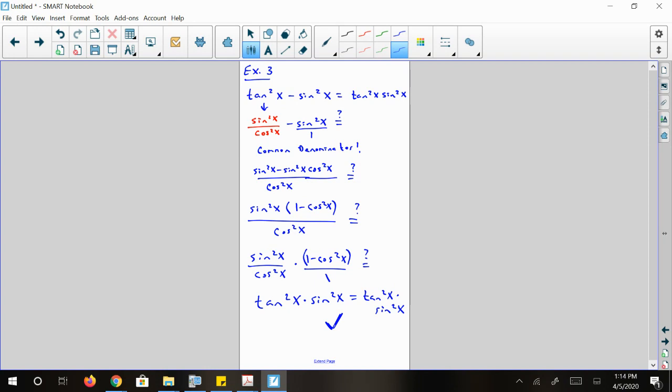So if we think about what we did here, first we replaced the tangent with sine over cosine. Okay, we found a common denominator. We factored out a GCF. And then from there, we were just taking a look at this and seeing what we needed to prove on the other side. Since there was a tangent here, I noticed I had a sine squared on top and a cosine squared on bottom. So I could rewrite that as tangent squared of x, and then what was left over, I could use the Pythagorean identity to change that to sine squared of x.